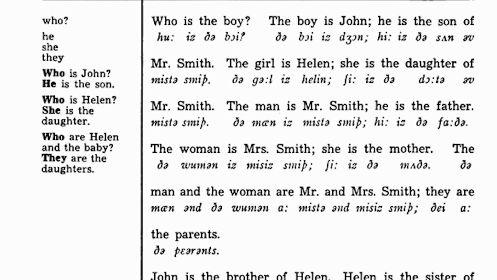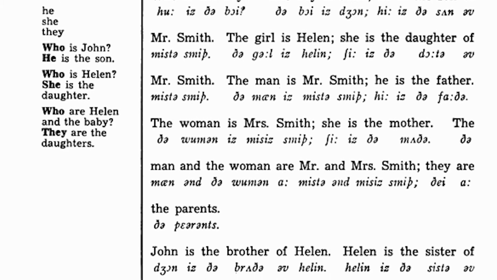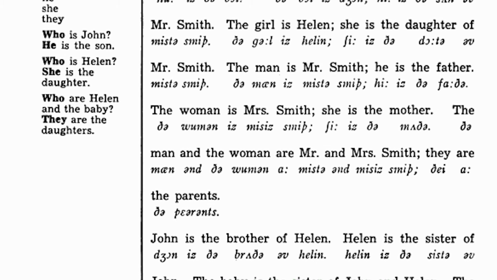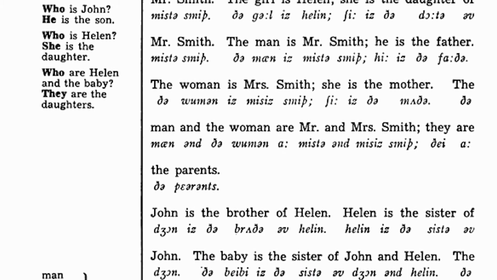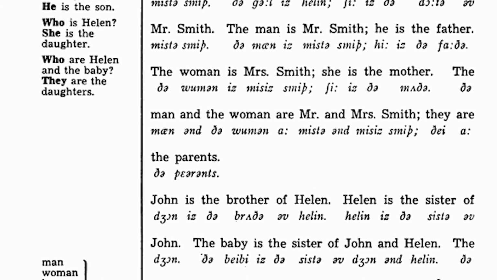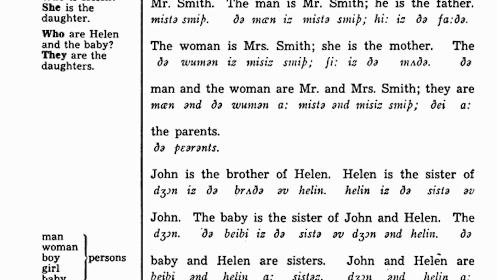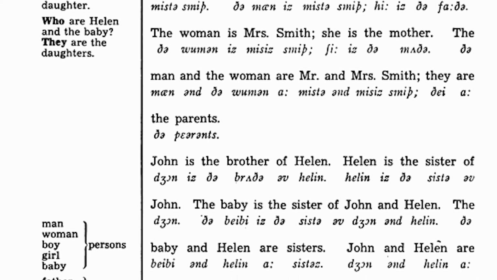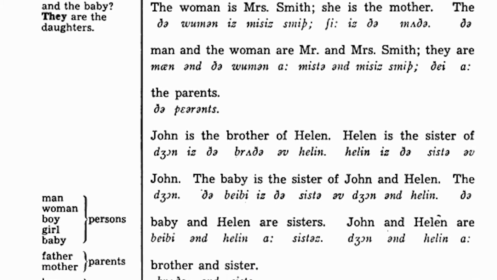He is the son of Mr. Smith. The girl is Helen. She is the daughter of Mr. Smith. The man is Mr. Smith. He is the father. The woman is Mrs. Smith. She is the mother. The man and the woman are Mr. and Mrs. Smith. They are the parents.